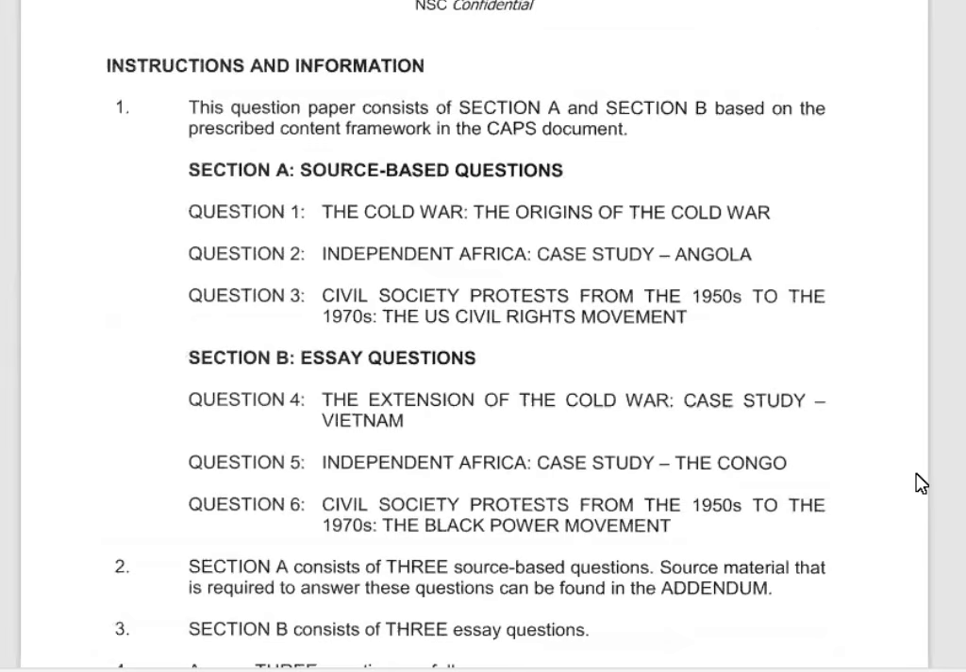Right, as usual, our sections are always question number 1, the origins of the Cold War, which is a source-based question, and question number 2 is independent Africa, which is a case study for Angola. Then question number 3 is based on civil society protests from the 1950s to 1970s, which is the US civil rights movement. Then our essay questions, which is section B, we have question number 4, which is the extension of the Cold War, a case study for Vietnam.